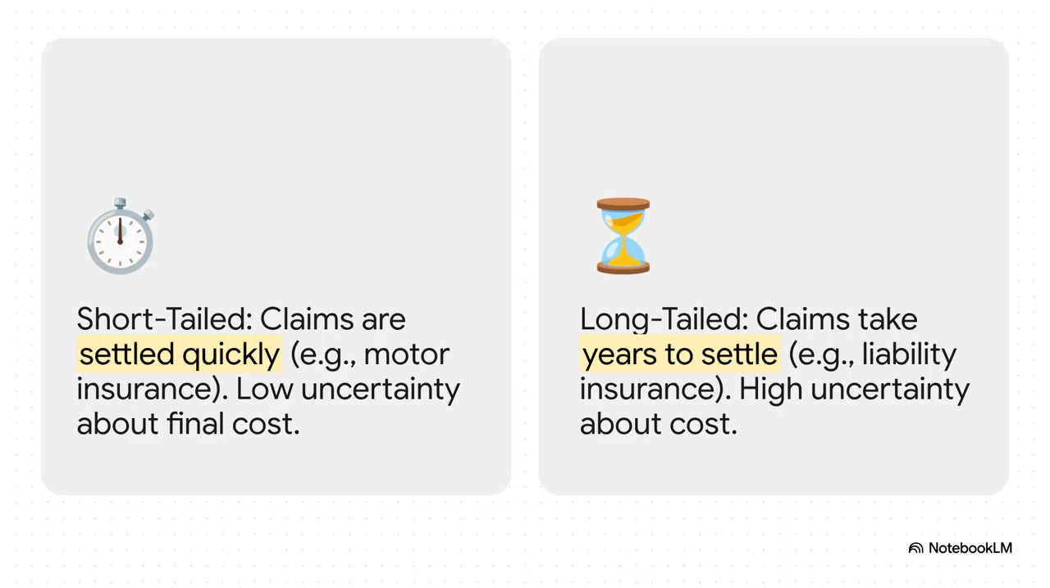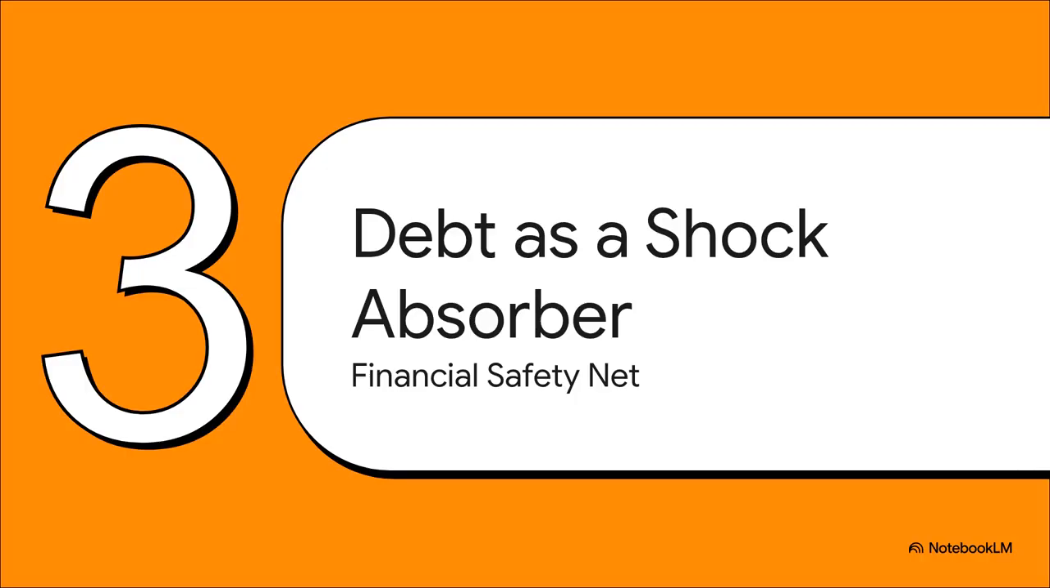Imagine a huge liability claim from industrial pollution. That could take decades to finally settle in court. The final cost is a massive unknown. By splitting promises up this way, companies can manage their money way more effectively for both the short term and the long haul. Okay, so you've sorted your risks by how long they'll take to play out.